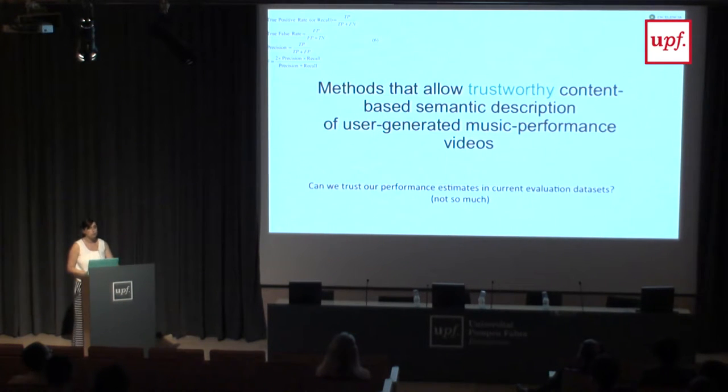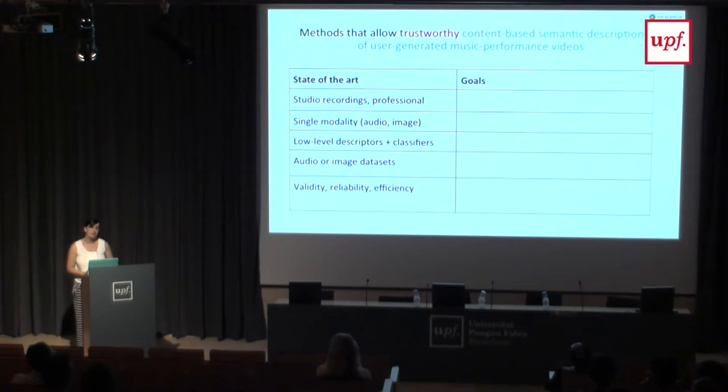And finally, we want to rely on methods that allow trustworthy content-based semantic description, because we realize we cannot trust our performance estimates, for instance precision, recall, F-measure, if we don't know if our data set is reliable, good enough, and representative of the problem. So we want to investigate also how to build better data sets, more representative. Maybe not a lot of data is needed, but we need data which is well sampled and well distributed over our problem. So this is our goal, and we want to go beyond the state of the art.